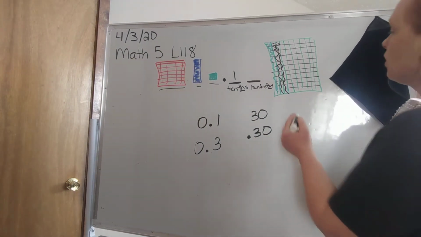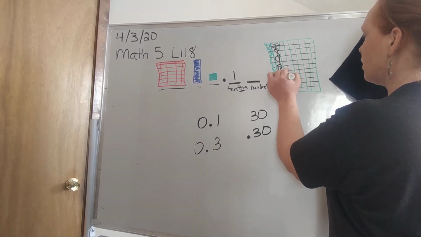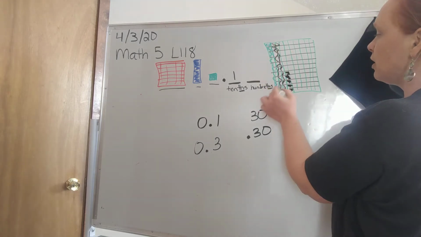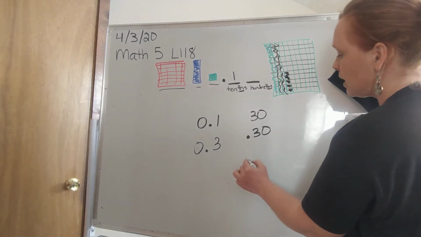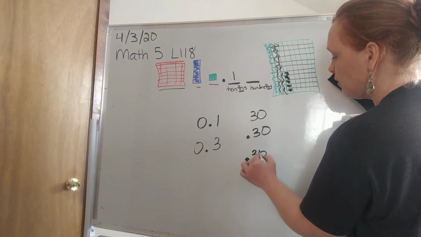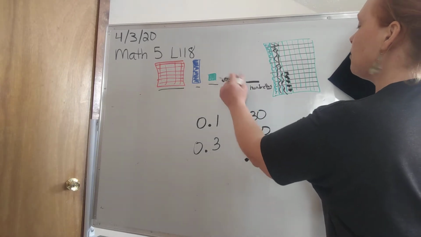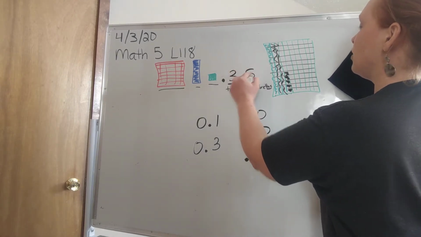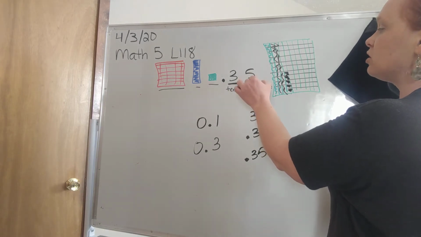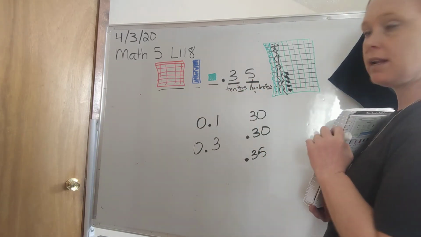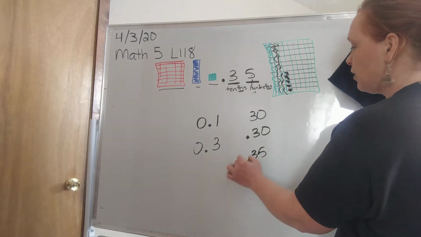Okay, so in this case, what if I did this though? Now I have 30, 31, 32, 33, 34, 35. So my number would be 35 hundredths. Now notice that if I put it here in my place value, I say the number, and whichever number I stop on becomes the word that I use. So 35 hundredths. Okay? 35 hundredths.